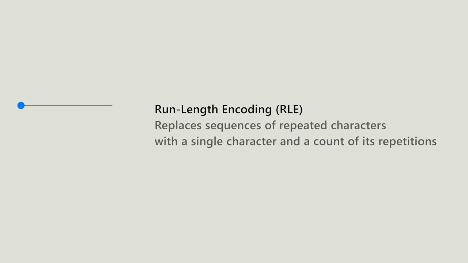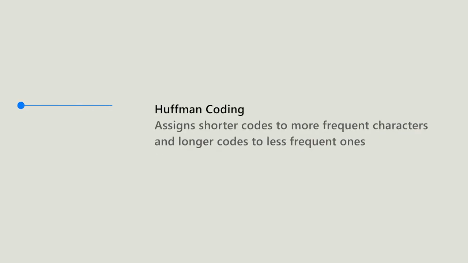Common algorithms and techniques used in lossless compression include run-length encoding, or RLE. This technique compresses data by replacing sequences of repeated characters with a single character and a count of its repetitions. It is particularly effective for data with many consecutive repeated characters. Huffman coding is another popular lossless method that assigns shorter codes to more frequent characters and longer codes to less frequent ones. Huffman coding is widely used due to its simplicity and effectiveness.